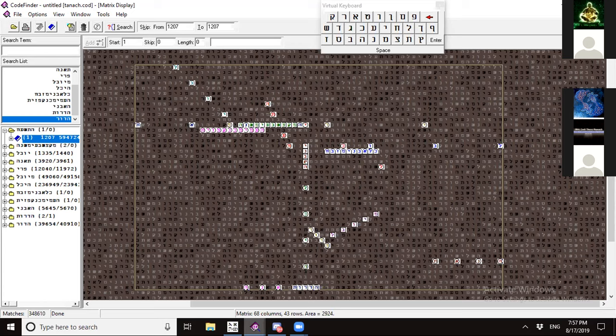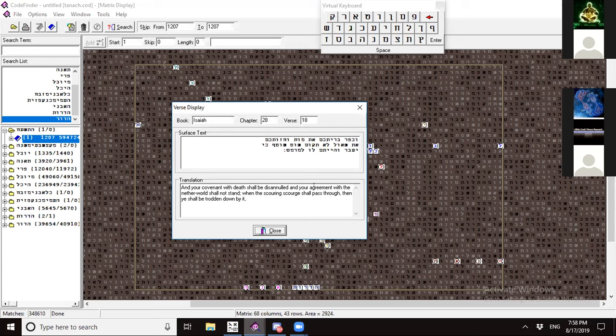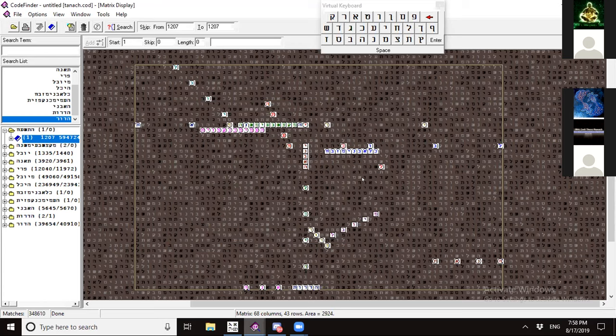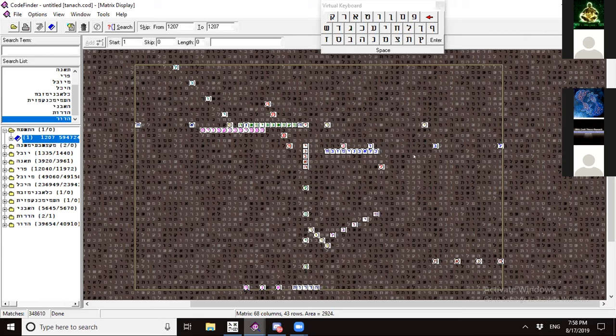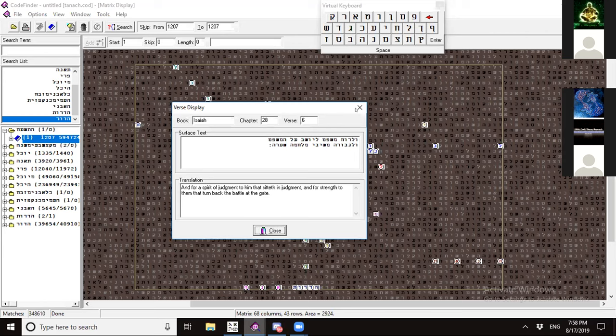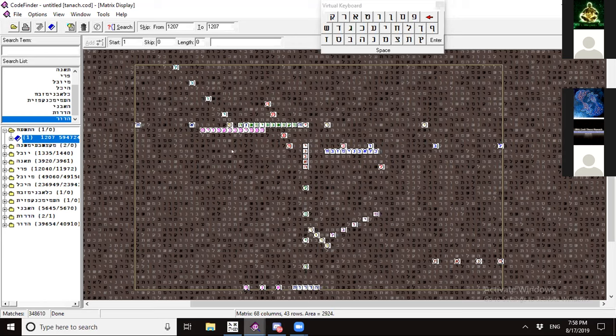Going through here where the altar stones are, you have the covenant with death shall be disannulled, because this temple is, if it's a one world religion, interfaithism type thing, which they're talking about, it's pretty heavy. Because you have here the spirit of judgment. Oh, yeah, right here. As for the spirit of judgment to him that sitteth in judgment. And that's right here. You see, then over here you have the spirit of Yeshua. I thought that was really cool.